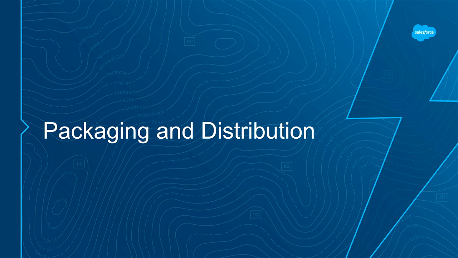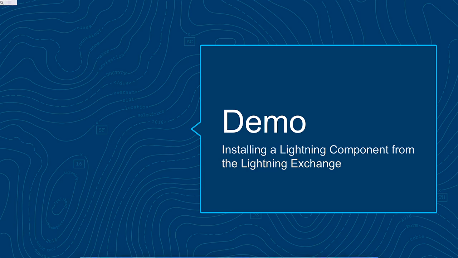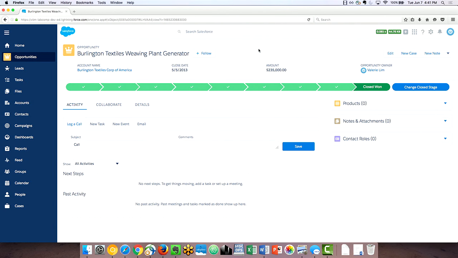So the next section, once we've built our component, we package and distribute our component. This is the process, and we're going to start with step 5, which is installing the component. This is the nirvana, right? Everyone here wants the customer to, at the end, install their component. So we're going to talk about what that looks like from a customer's perspective. And Valerie's going to show, as the customer, how she would install a Lightning component from the Lightning Exchange.